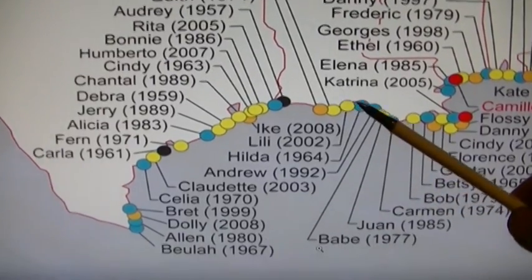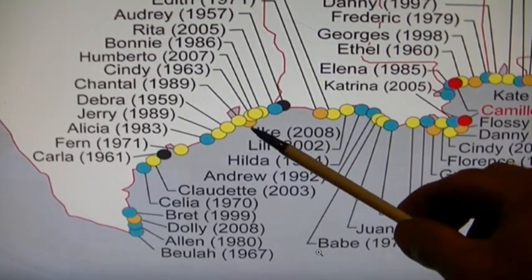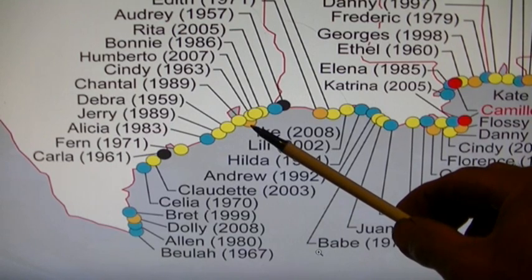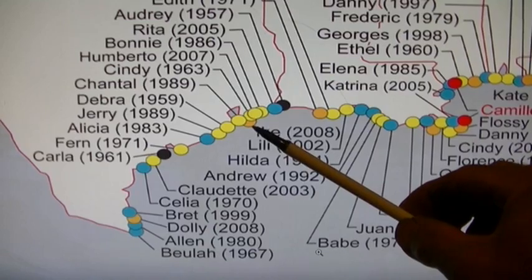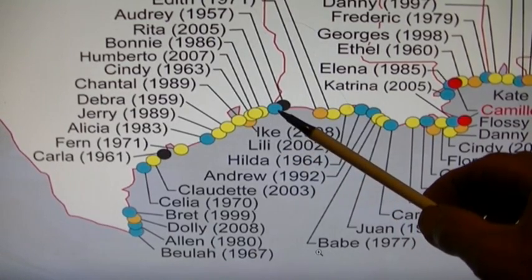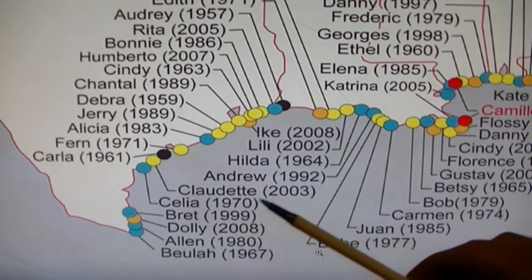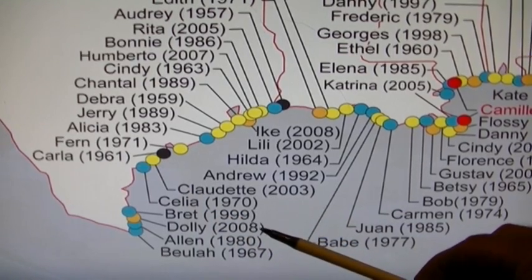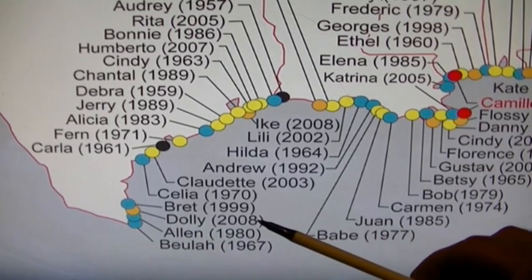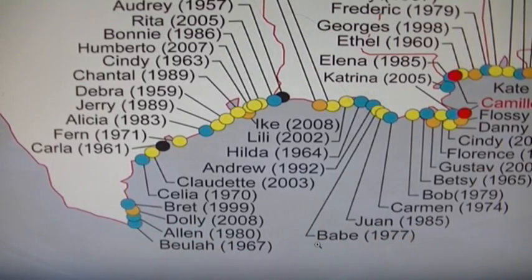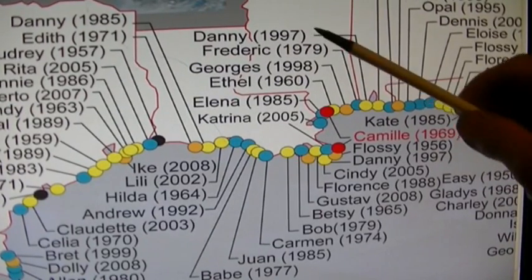And if we look down here, Ike 2008 was a big one. That's a category 2. The yellow's category 1, brown's category 2, and blue's category 3. And 2003, Claudette category 1. Dolly 2008 was a category 2. Okay, and that's the last one. 2008 was the last year that hurricanes hit the Gulf Coast.